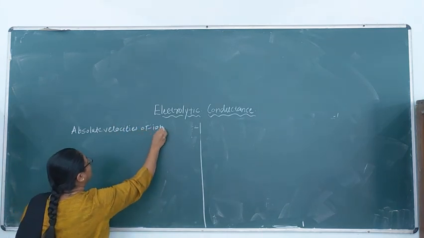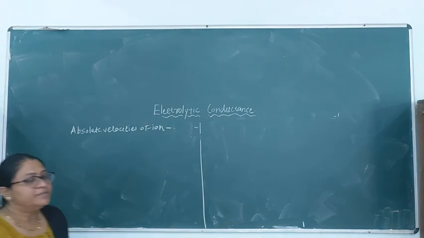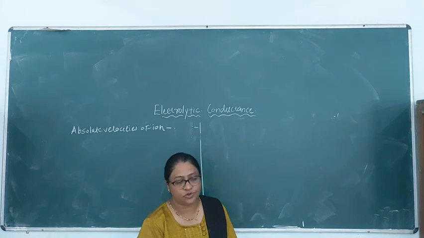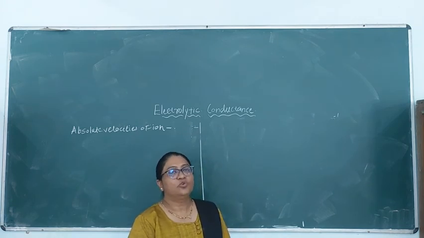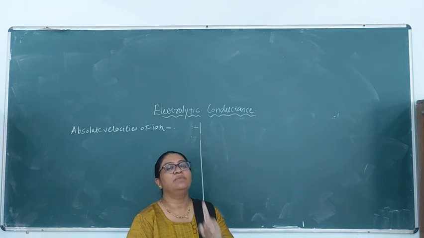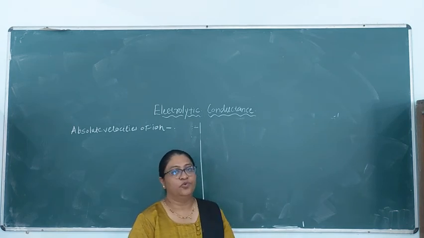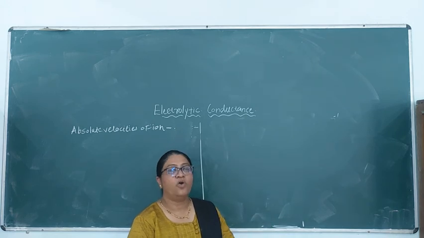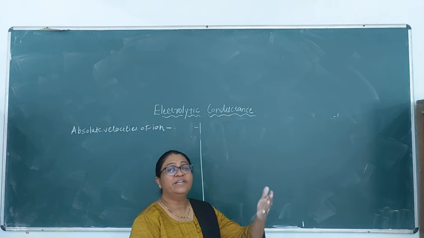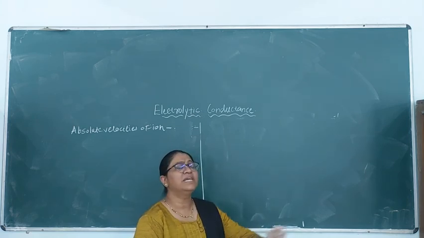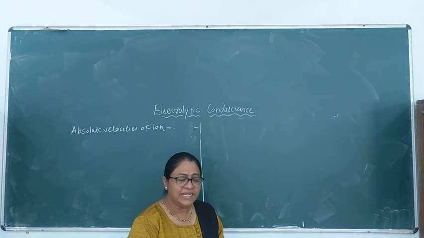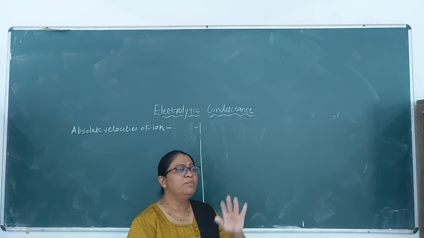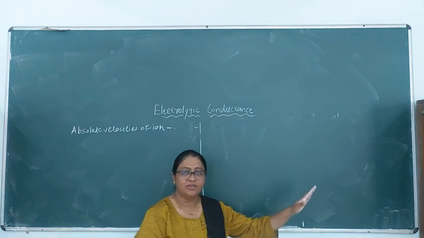Now what are these absolute velocities? Actually, when we compare the equivalent conductivities of every electrolyte, we take their 1 gram equivalent, and therefore all of the electrolytes will contain a similar number of ions, right? And therefore the total current carried by the ions will be the same in every case. See what I have told you.